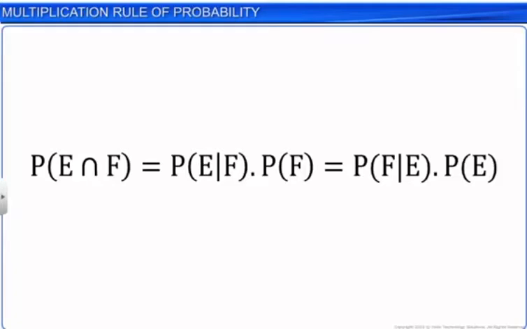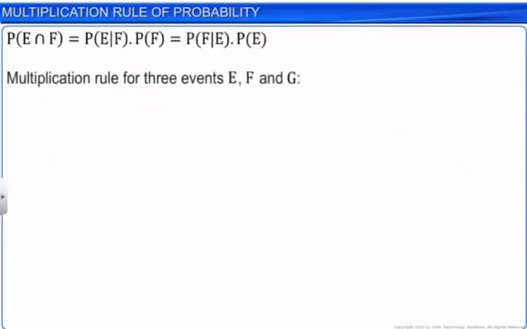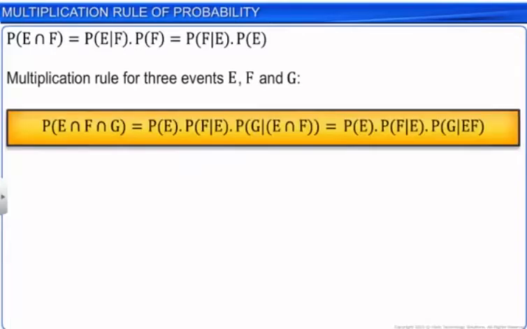For example, for 3 events E, F, and G in sample space S, the multiplication rule is defined as the probability of E intersection F intersection G is equal to the probability of E into the probability of F given E into the probability of G given E intersection F, which is equal to the probability of E into the probability of F given E into the probability of G given EF.